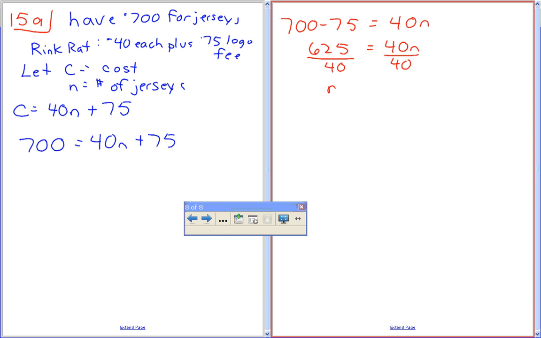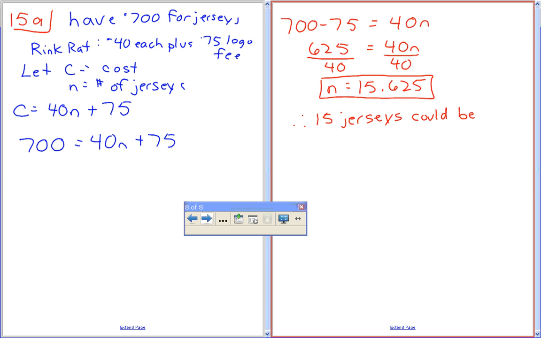It has to be calculator time. What does n equal, please? Okay, so give me a suitable answer in English. 15 jerseys. Yes, therefore 15 jerseys could be purchased for $700.